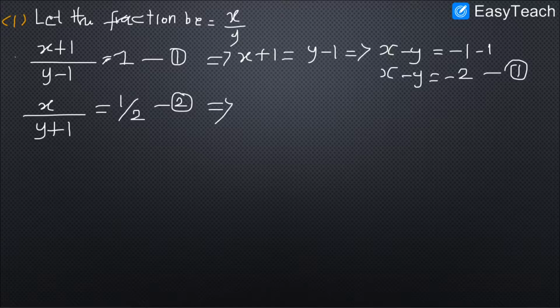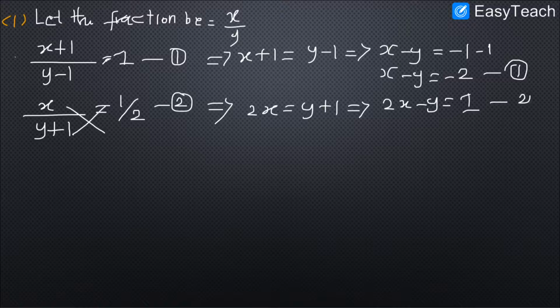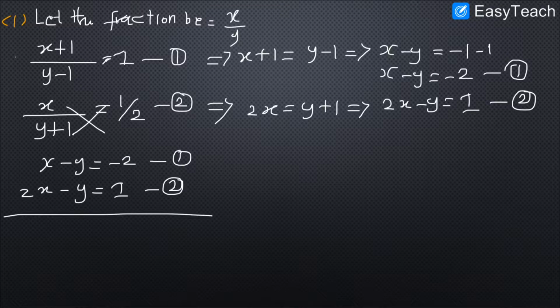So let me try the second one. Cross multiply, which is 2x equals y plus 1. So 2x minus y equals 1. This is our second equation. So let's try to eliminate one term. In the first equation the term is minus y, and in the second equation the term is minus y. If you subtract these two equations, the y term will get eliminated, is it?